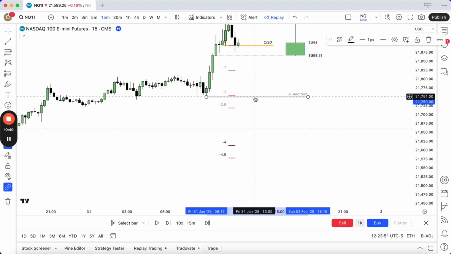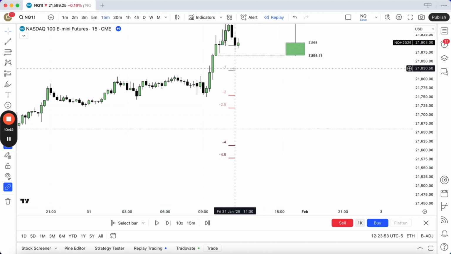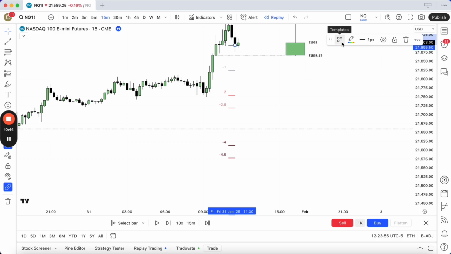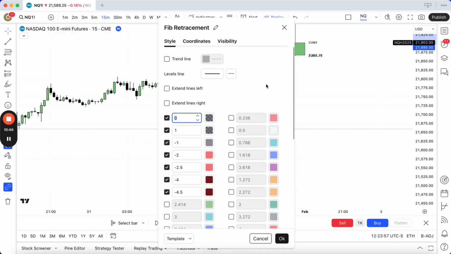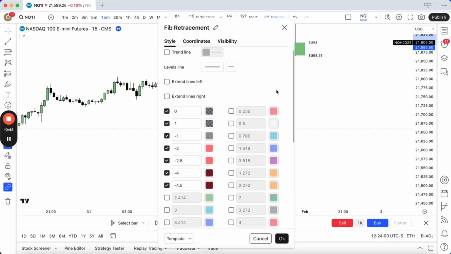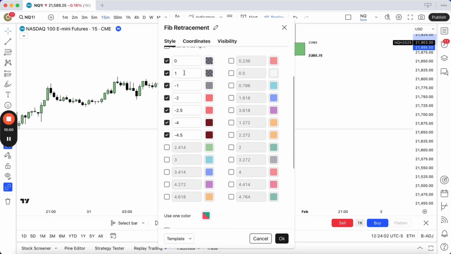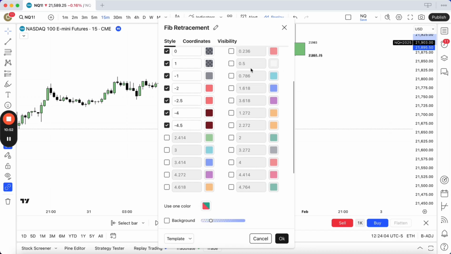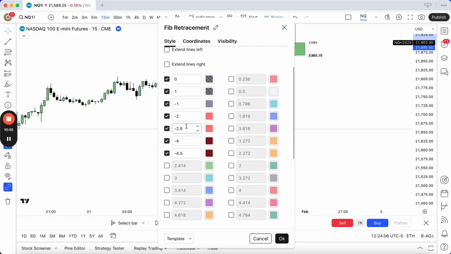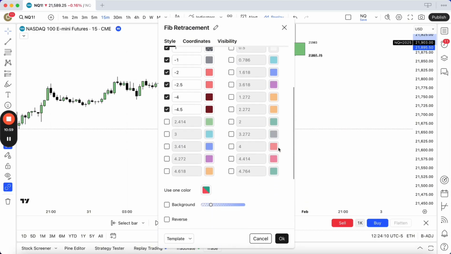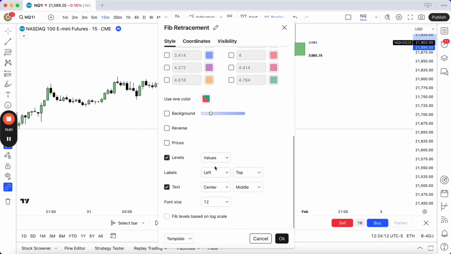If you need the settings for it, I'm going to put it up right here. Wait a second. You can go and screenshot right here. Okay, I'm going to scroll a little bit, go and screenshot. This is all the settings I use. Basically, everything's off except the 0, 1, -1, -2, -2.5, -4, -4.5. Okay? Now you have it all.